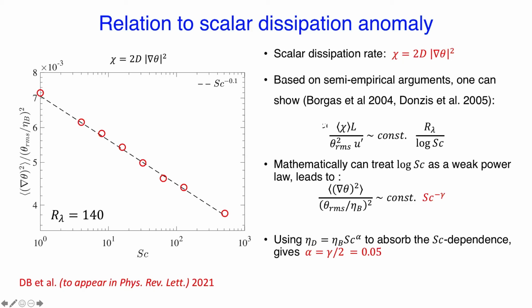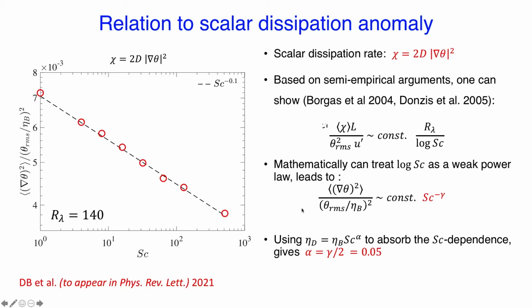But the bottom line is, if we try to derive the second moment, which is the same as the dissipation divided by the diffusivity, and normalize it by theta RMS by eta b squared, mathematically we can say that this depends on the Schmidt number with some negative exponent, which essentially replaces this log dependence by a power law dependence for the sake of convenience.